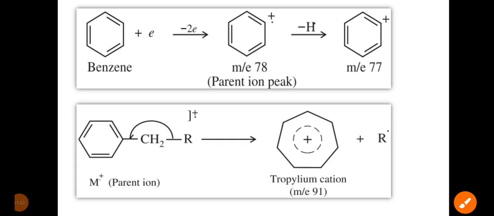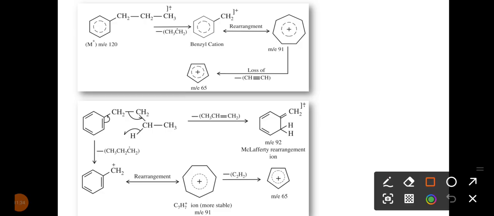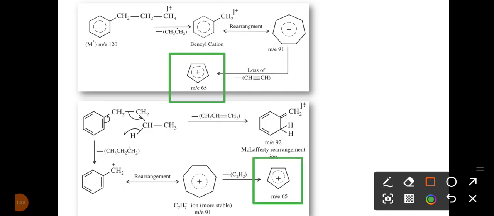Okay, here are also some examples which form the tropylium cation. And finally, after the tropylium cation, there is again a loss of an acetylene molecule. So finally this molecule is formed, right? And the mass to charge ratio is 65. So that is also characteristic of the mass formed after the tropylium cation. Each and every time they lose the same molecule and the mass to charge ratio is 65.